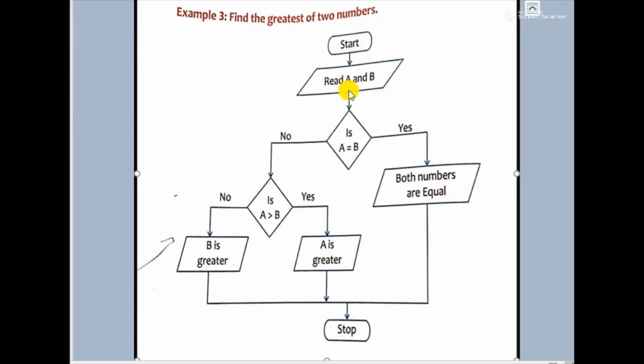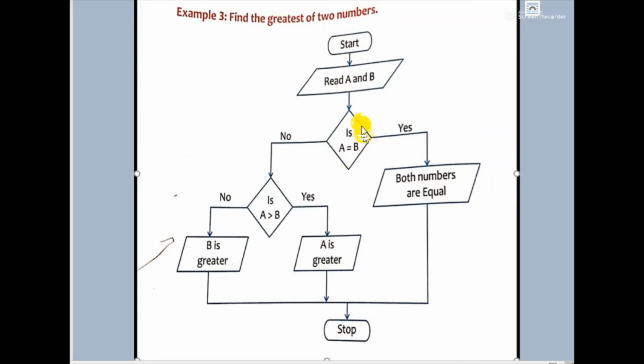The next box is the decision box. I have already discussed this. Whenever we are going to find the greatest number between two numbers, in that case we have three conditions. The first condition is if both numbers are equal. The second condition is if the first number is greater than the second number, and the third condition is if the second number is greater than the first number. So here in the decision box we are just comparing the values.